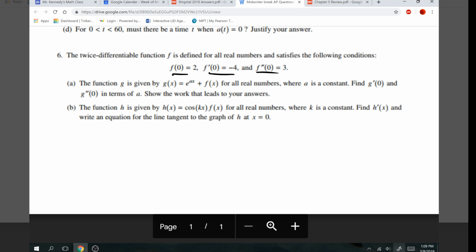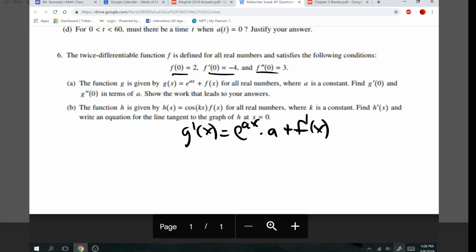So this is a great review of exponentials. You just take a bunch of exponential derivatives. g prime of x equals e to the ax times a. That's the chain rule times natural log of the base, but natural log of e is 1. Then we take the derivative of f of x and we get f prime of x. Cool. And there's g prime of x.